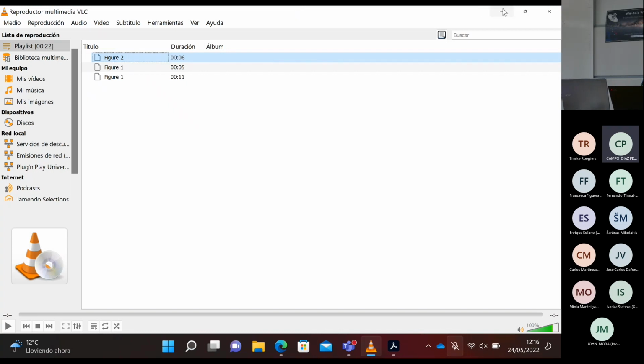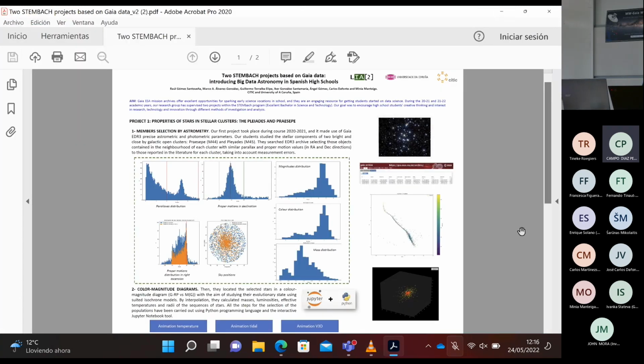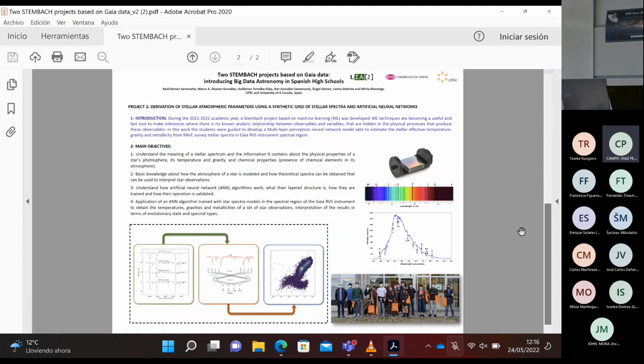The other project we developed the second year has to do with stellar parametrization from RVS Gaia spectra, which, as you know, is not yet available because it will be published for the first time with DR3. But we use RAVE survey spectra, which are very similar to RVS, and we try to make the students understand what the meaning of a stellar spectrum is, how it is obtained, and what information is contained in the spectrum from a physical and chemical point of view.